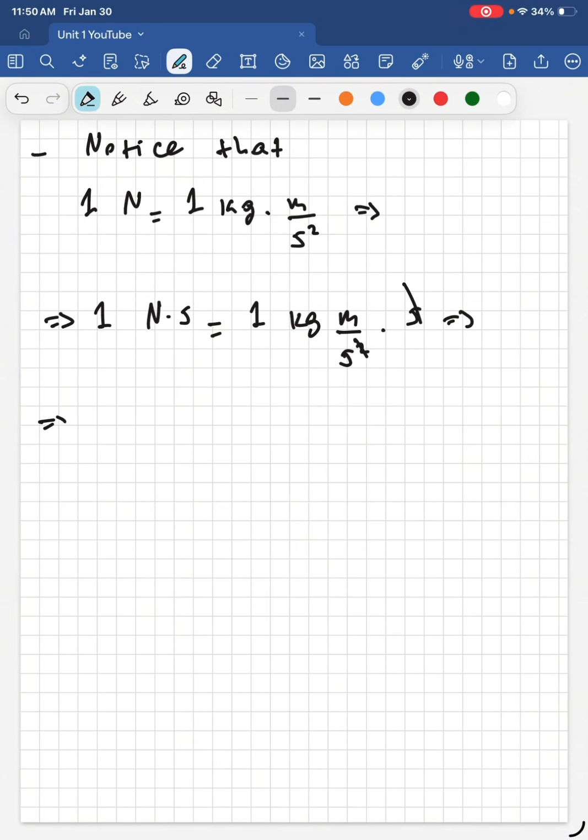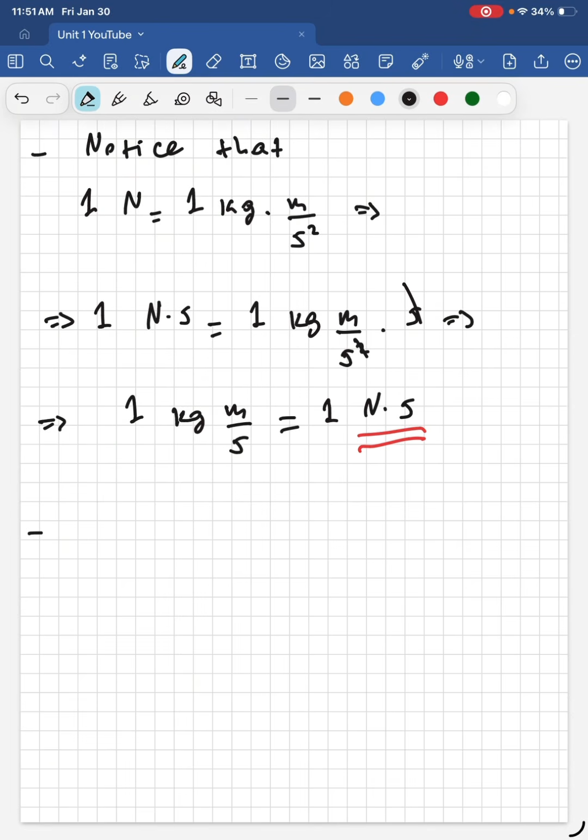So this seconds cancels, and we immediately see that the units for momentum are equivalent to 1 newton times seconds. So sometimes you will see momentum denoted with newtons times seconds. So this is what I wanted to say. We already mentioned that P is a vector quantity, and we also mentioned that at the AS level, we only work with linear momentum, so in one dimension.